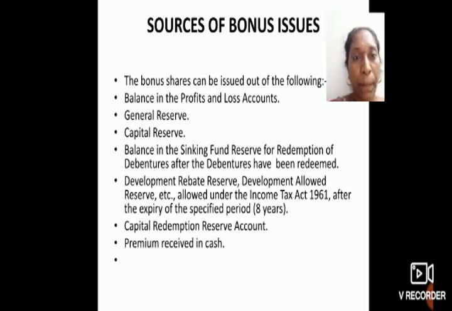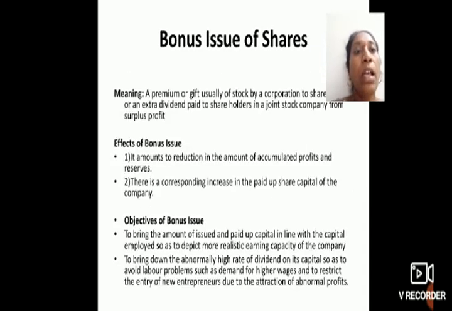Then development rebate reserve, development allowance reserve. Some companies may have these reserves also. So when they issue bonus shares, they can use this money to include it in the capital. Then capital redemption reserve, we all know capital redemption reserve. Then sometimes shares were issued at a premium, and that premium will be kept aside separately. When there is a bonus issue of shares, they can use that premium amount and include it in the capital. So these are the different sources of bonus issue of shares.